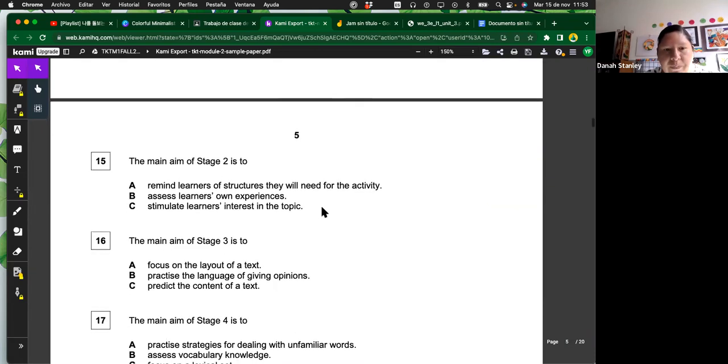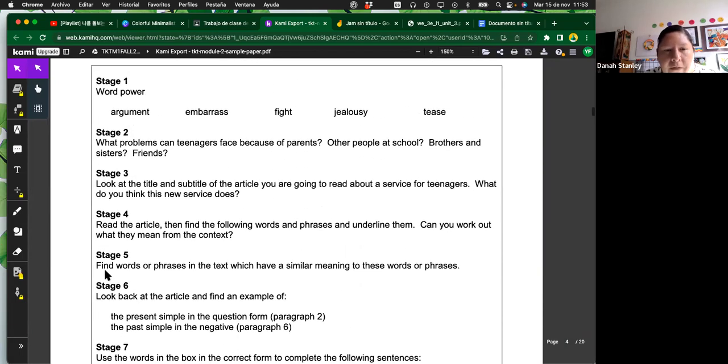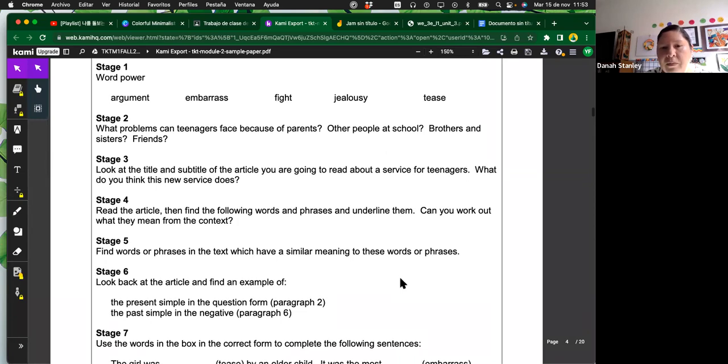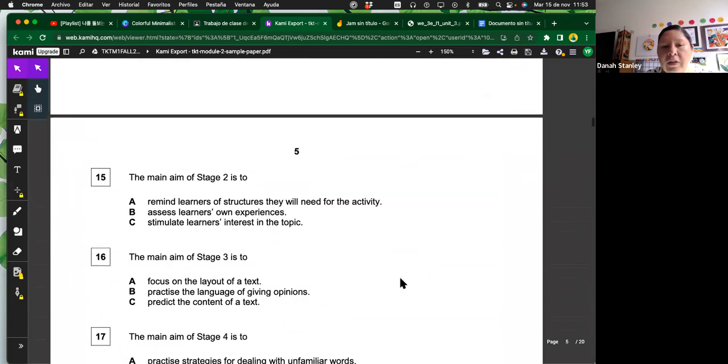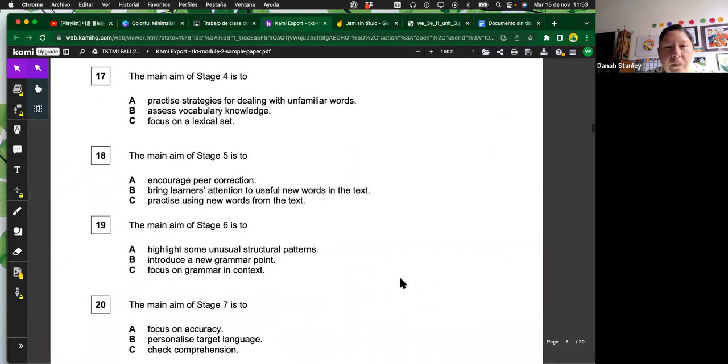Very good. Number 18. Find words or phrases in the text which have a similar meaning to use words or phrases. Entonces they are going to look for synonyms. Encourage peer correction. Bring learners' attention to useful new words in the text. Or practice using the new words from the text.